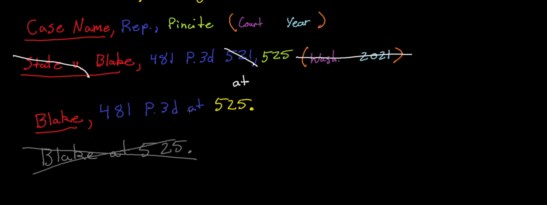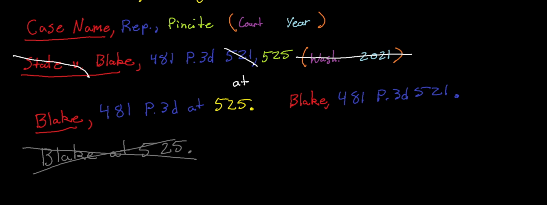If you don't need the pin cite, then you can also write it without one. It would just look like Blake, 481 P.3d 521, period. So this is what it would look like without the pin cite. Again, the 521 is the first page of the decision. So if you were just citing it generally or needed to just refer to the existence of this case, you could cite it like that.